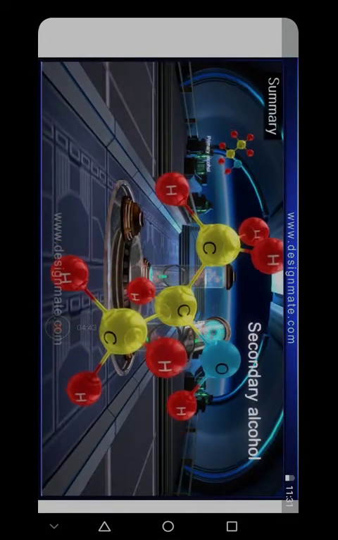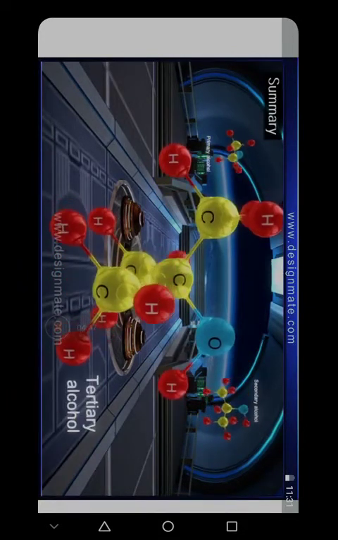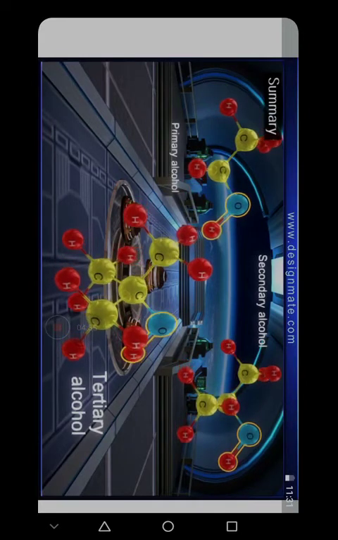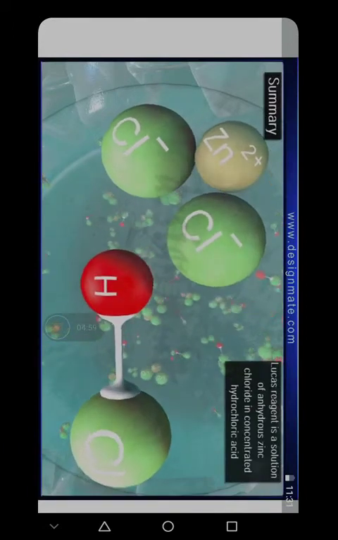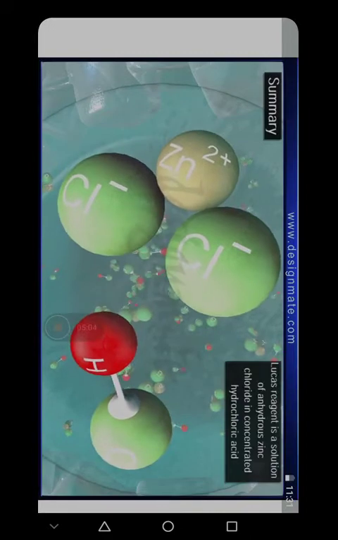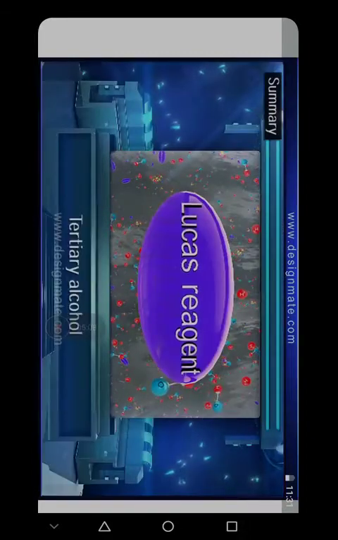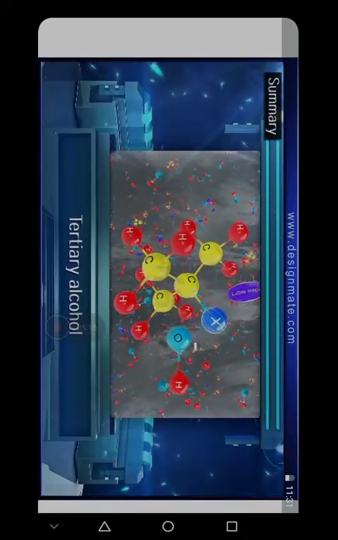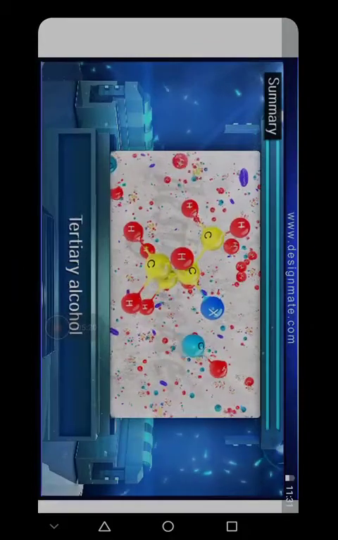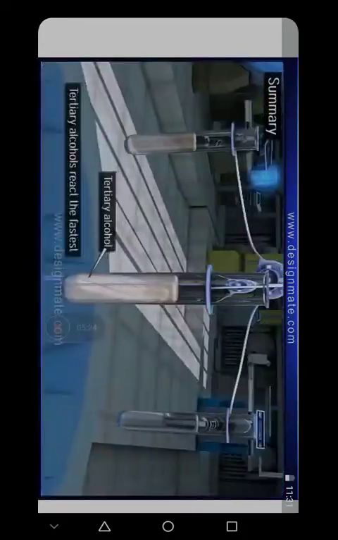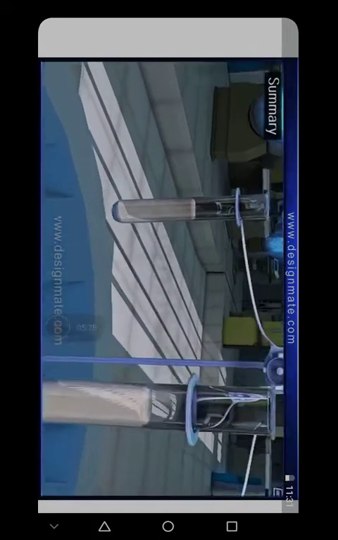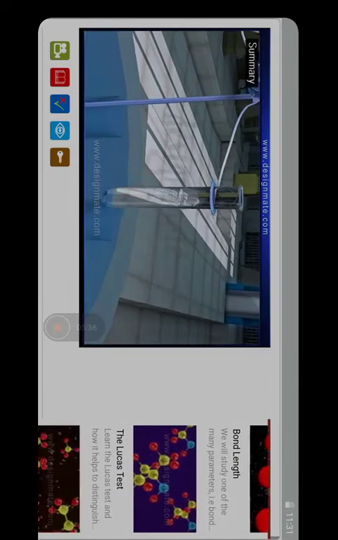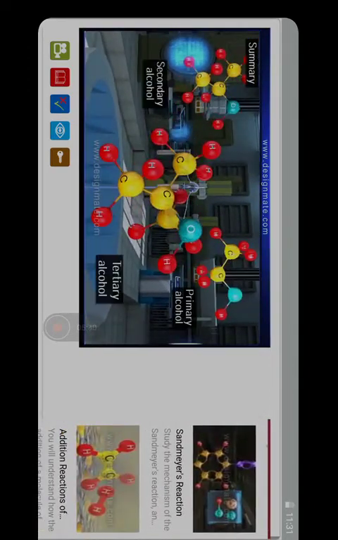To sum up, we have studied that the Lucas test is an analytical technique to distinguish between aqueous solutions of primary, secondary, and tertiary alcohols. Lucas reagent is a solution of anhydrous zinc chloride in concentrated hydrochloric acid. It reacts with aqueous solutions of primary, secondary, and tertiary alcohols to form the respective alkyl halides, which are insoluble in the medium and cause turbidity. Tertiary alcohols react the fastest, followed by secondary and then primary alcohols. Therefore, this reaction can be utilized to distinguish between the three kinds of alcohols.